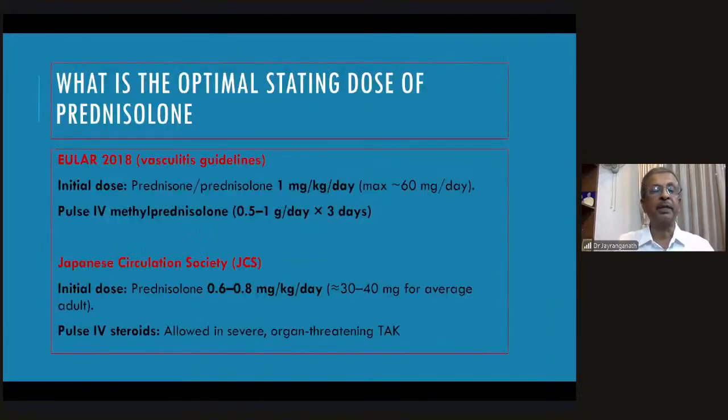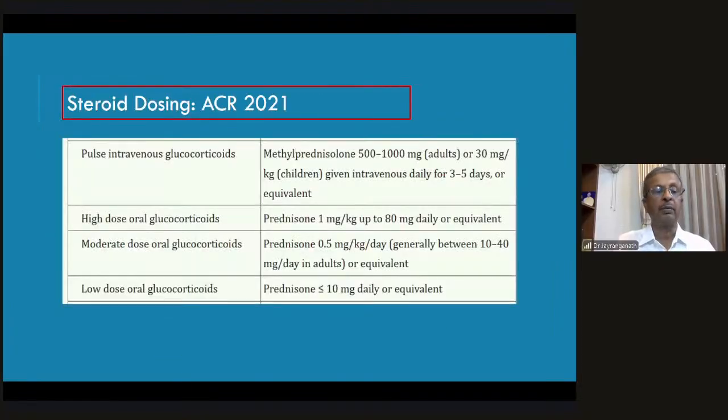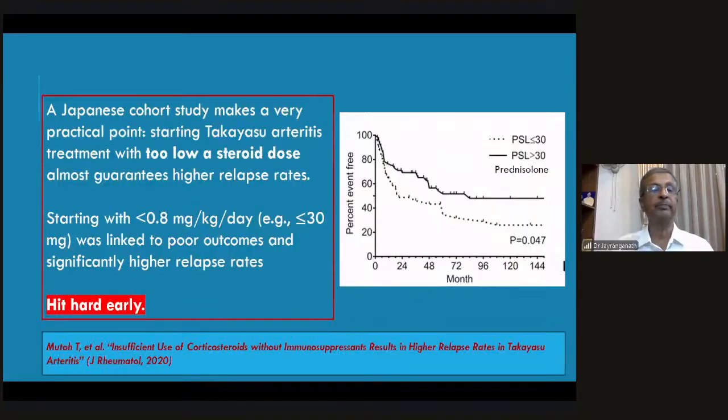So, what is the optimal starting dose of prednisolone? This is a very standard one: prednisolone 1 milligram per kg per day, maximum 60 milligram per day. Pulse IV methylpred 0.5 to 1 gram per day for 3 days. The Japanese Circulation Society's initial dose is 0.6 to 0.8, more or less the same thing. The ACR guidelines recommend high dose glucocorticoids, more or less the same thing. Gradually, we need to taper down to prednisolone less than 10 milligram daily or equivalent. That should be our aim over a period of 3 to 6 months.